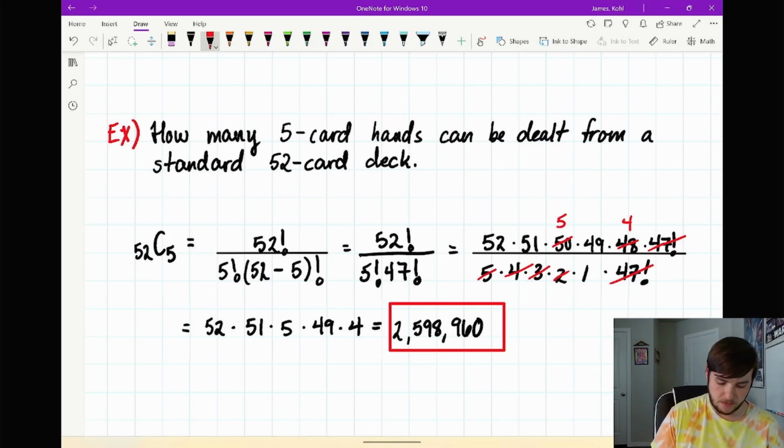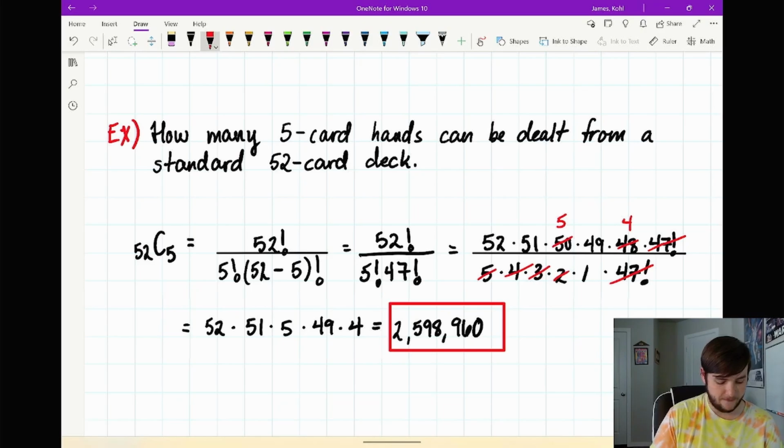So I just stripped out the first 5 terms, which left me over with 47 factorial, and that cancels with my 47 factorial on bottom. What I had left over to work with was these 5 numbers on top and these 4 numbers on bottom. My 5 and 2 make 10, which cancels with a factor of 10 in 50, leaves me over with 5. 4 and 3 make 12, which 48 has a factor of 12, and I'm left over with 4.